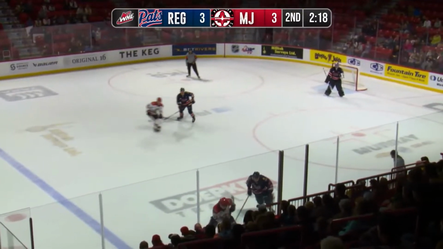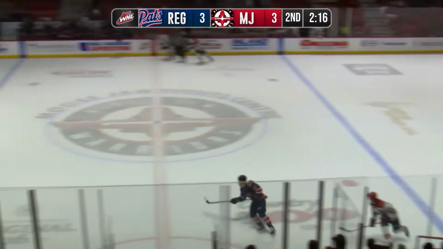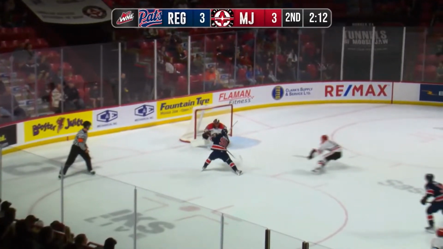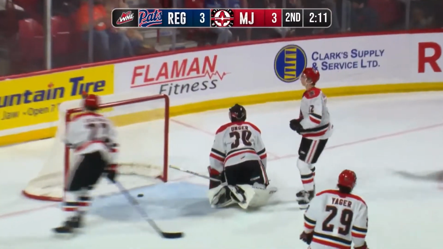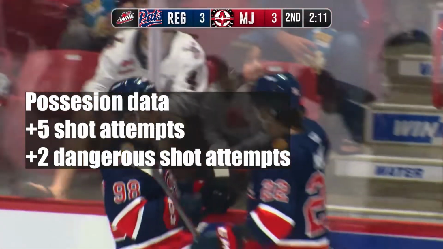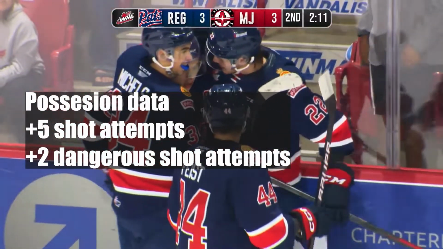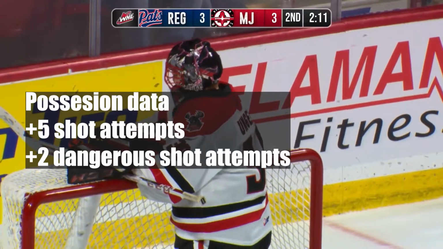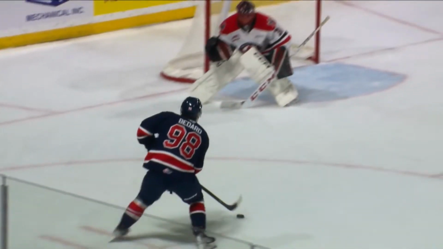We'll start with the possession data. Nothing too out of the ordinary here. With Bedard on the ice, his team took 18 shot attempts and Moose Jaw took 13, a shot attempt differential of +5. Pretty decent. High and medium danger chances were more even, with the Pats collecting a 7-5 advantage here.